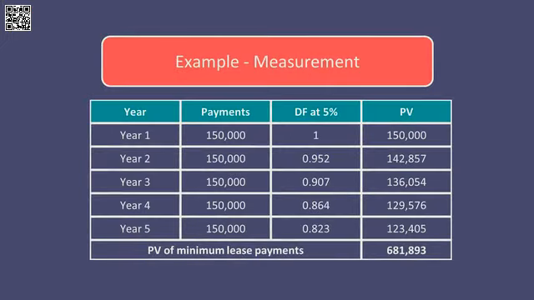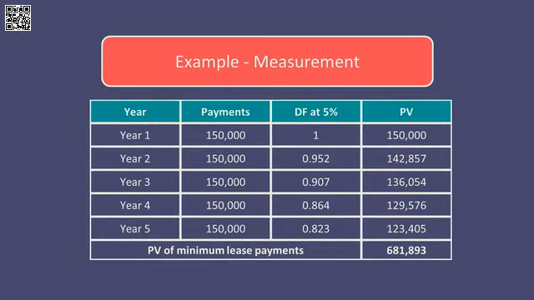So we've discussed the calculation of the liability, we've discussed the calculation of the asset. Let's pull this together now and demonstrate with a numerical example. And what we can see here is a lease agreement where there are annual payments of £150,000 per annum. And these payments are made in advance. It's a 5-year lease agreement. And let's pretend we were told that the interest rate implicit in the lease was 5%. So the first task would be to work out the present value of those minimum lease payments.